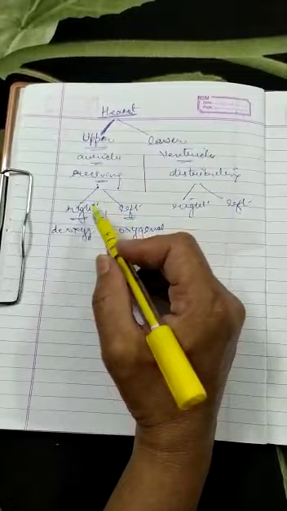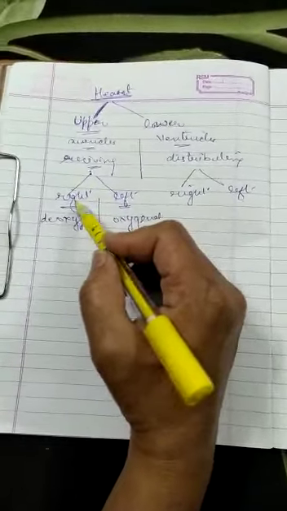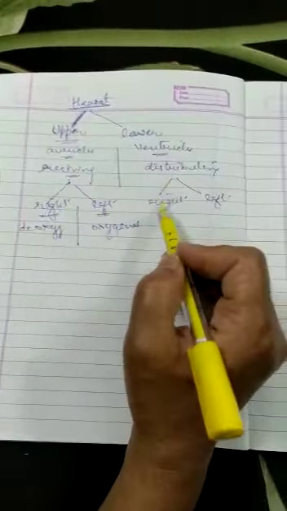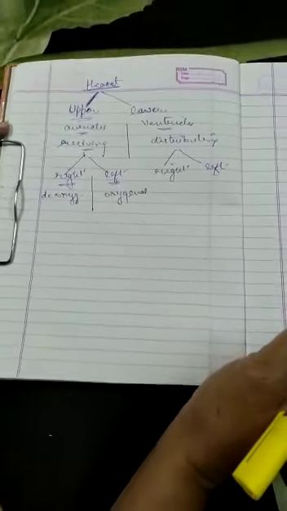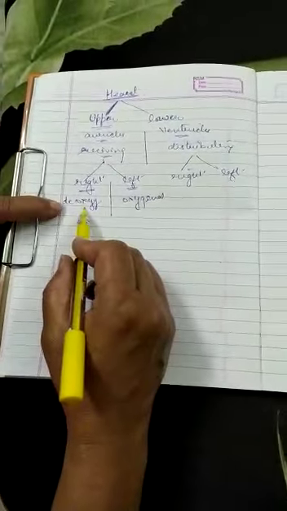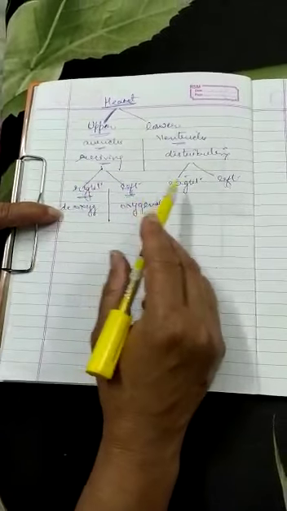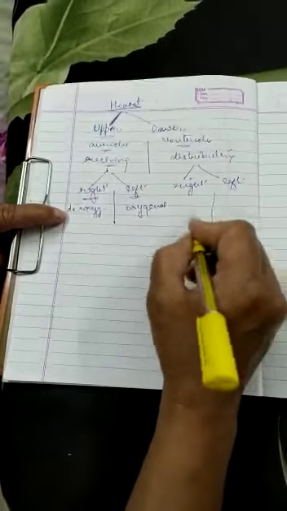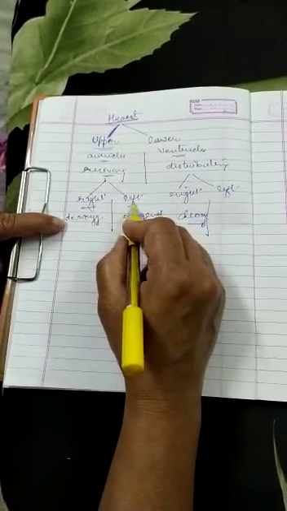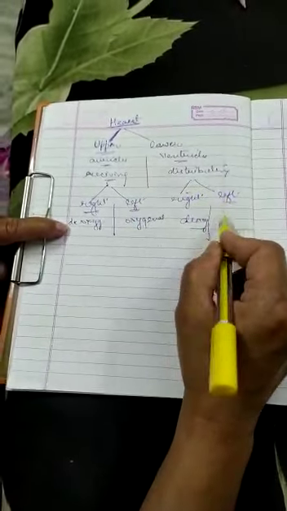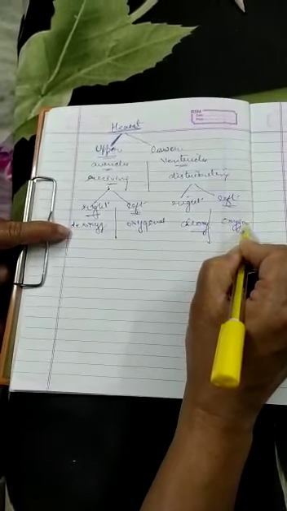We have two sides of our body, the right and the left. So we have the right auricle and the left auricle, and the right ventricle and the left ventricle. Now keep in mind that the right side of our heart, that is the right auricle and the right ventricle, deals with deoxygenated blood, and the left part of our heart, that is the left auricle and the left ventricle, deals with oxygenated blood.